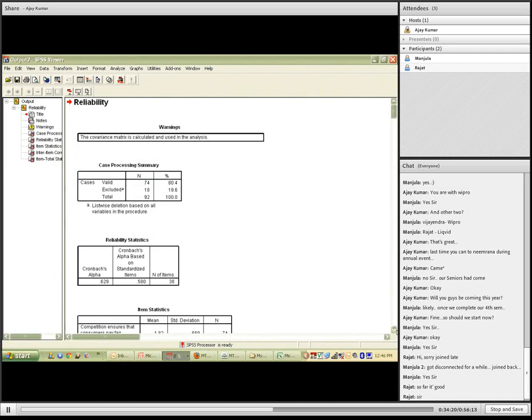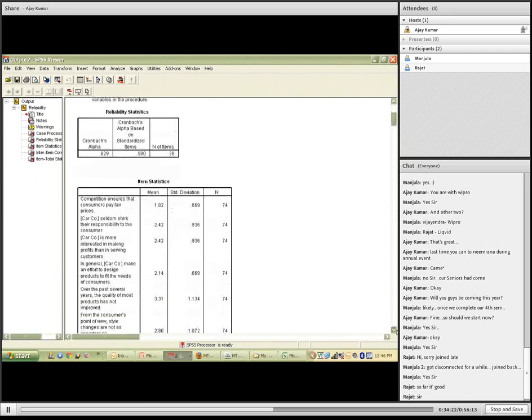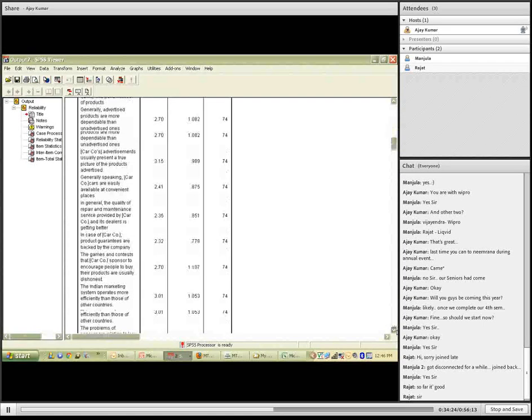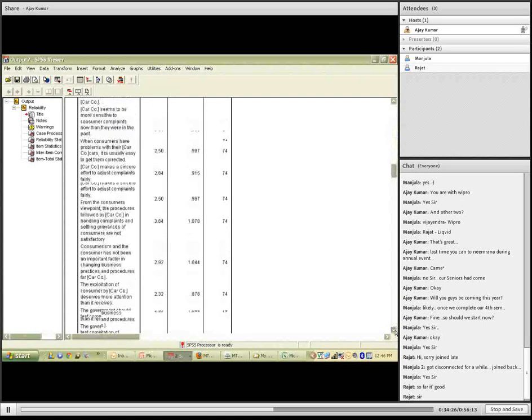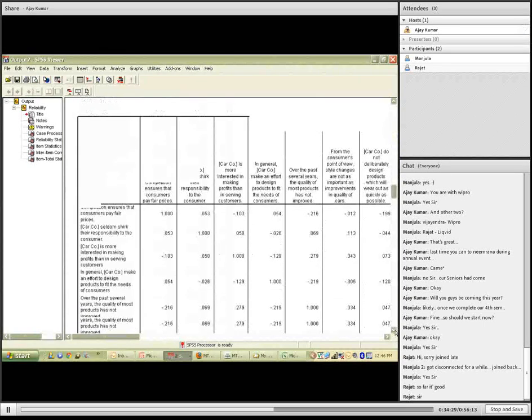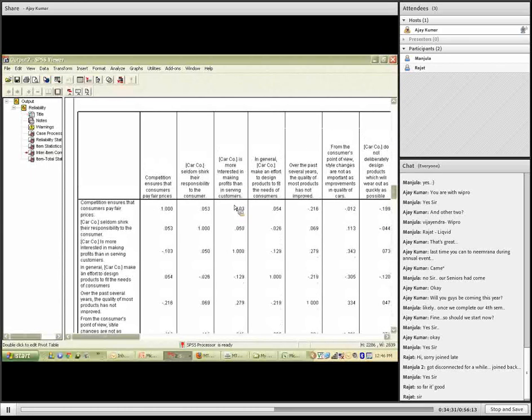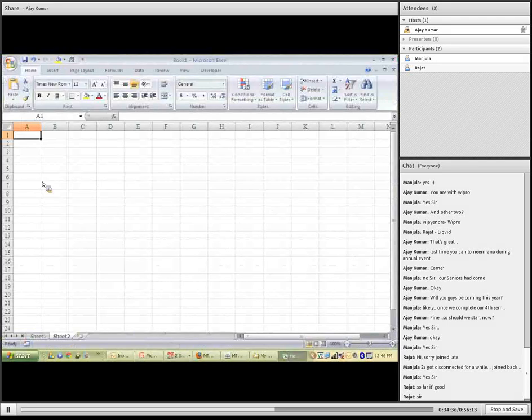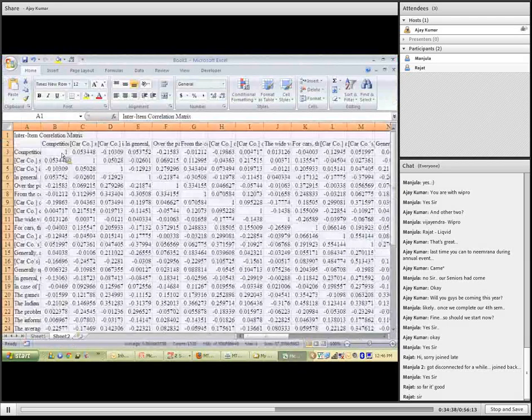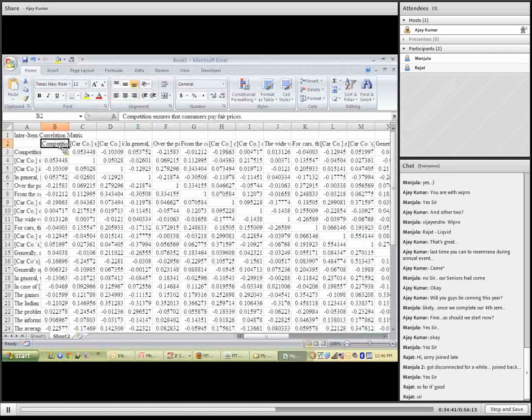Right. So now let us directly come to what we were trying to understand. This is my correlation matrix. I'm copying it, getting back to the Excel sheet, and I've pasted it. So this is my question number one. The correlation between question number one and one is one. That will always be, because two same things will be perfectly correlated.